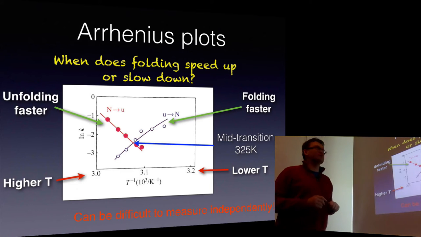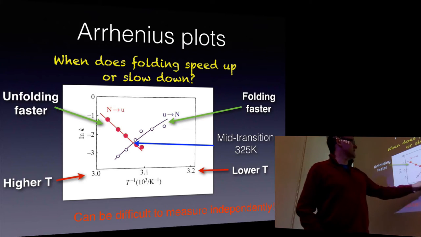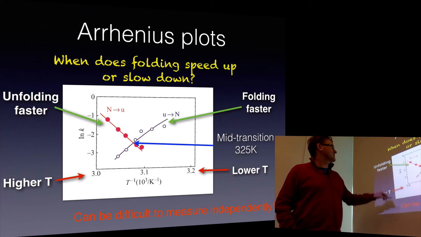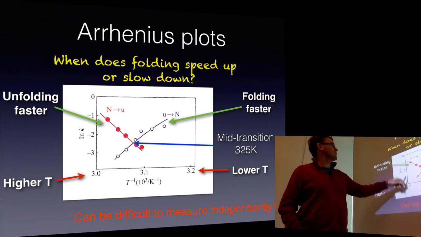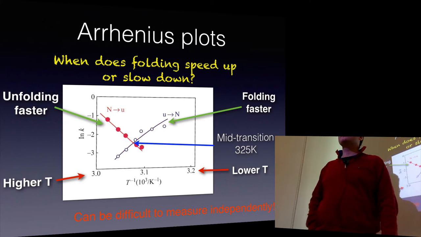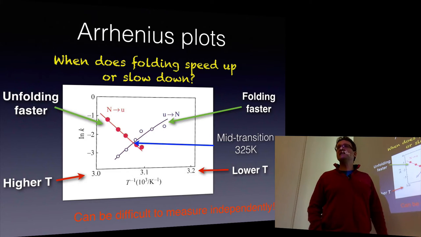Way older than protein folding. Very, very simple and famous concept in chemistry. So this is a temperature scale, 1 over temperature, which means that this is low temperature and that is high temperature. And then the logarithm of a rate constant. I bet you've seen plots like this, at least if you're taking chemistry, but you usually don't see plots with two lines in them. You usually see plots with one line in them.